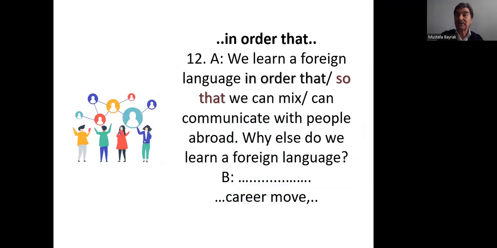In order that is just like so that, okay? In order that we learn a foreign language, in order that or so that we can communicate with people abroad. Why else do we learn a foreign language? We also learn a foreign language to make a career move. Okay.